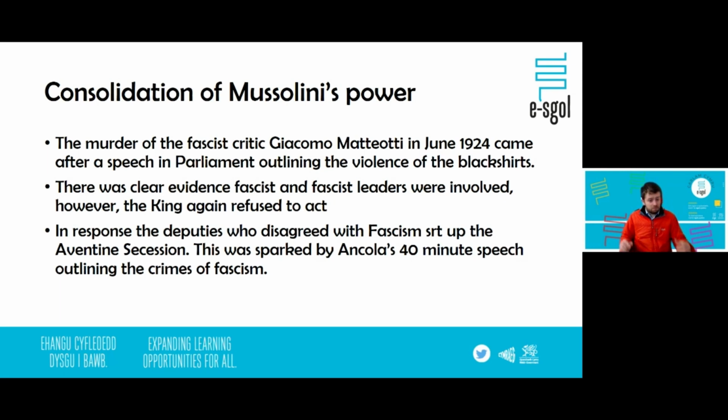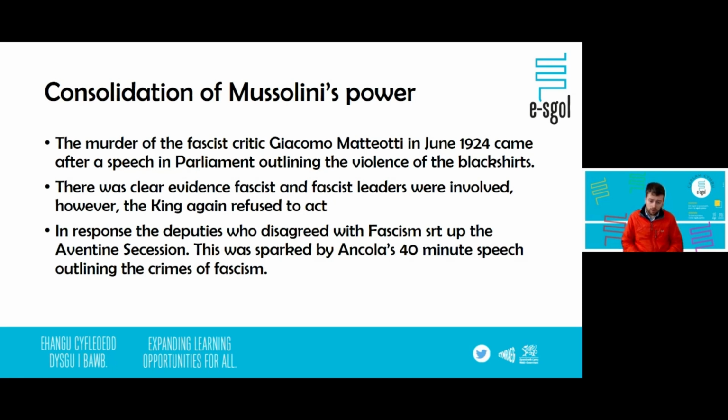Now, at the same time then, you've got people who are deeply worried about this. The critic, Giacomo Matteotti, he spent a lot of time building up evidence of the violence of the black shirts. And he made a speech in June 1924 outlining that violence to Parliament. And not long after, he was found dead. There was clear evidence that the fascists and the fascist leaders were involved, but again, the king refused to act. Who knows why? Maybe because he liked the idea of Mussolini leading a strong Italian nation.